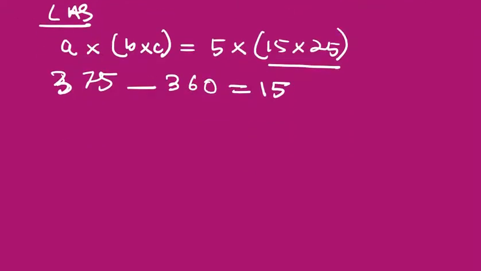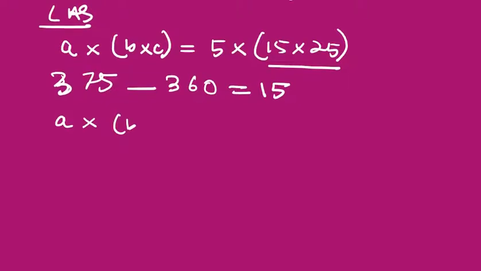So now let's write that properly. A into B into C is equal to 5 into 15, and 15 fives are 75. And 75 minus 40 gives you 35. So here you're going to get 35 finally.